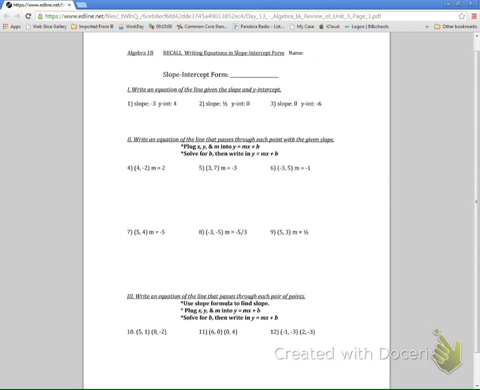So on your handout, at the top of it, it says Algebra 1B, recall writing equations in slope-intercept form. So slope-intercept form of the line, can you write it in now? y equals mx plus b. Alright, part 1. Write an equation of a line given the slope and the y-intercept. So let's go look back on our chart to see which one that is. Which given is those?